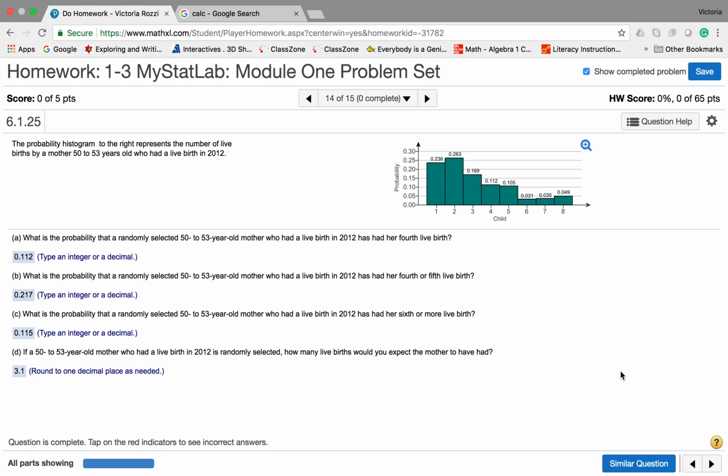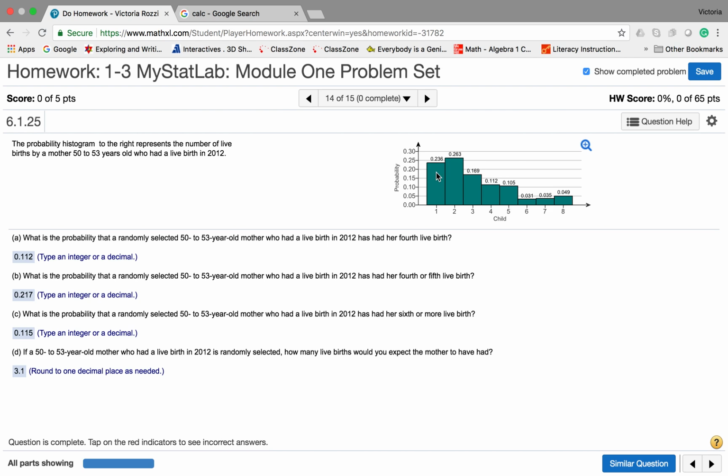This is a video for Module 1, Problem 14, and here we're given a probability histogram that represents the number of live births by a mother who is 50 to 53 years old, and they had a live birth in 2012. So here they're asking us different probabilities, and the key is that you want to go ahead and take a look at the numbers that are at the top of each bar.